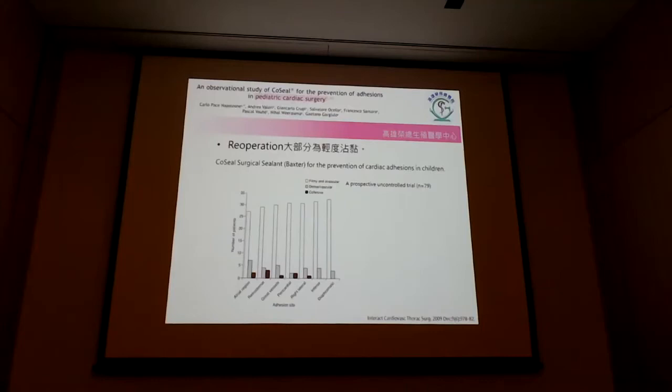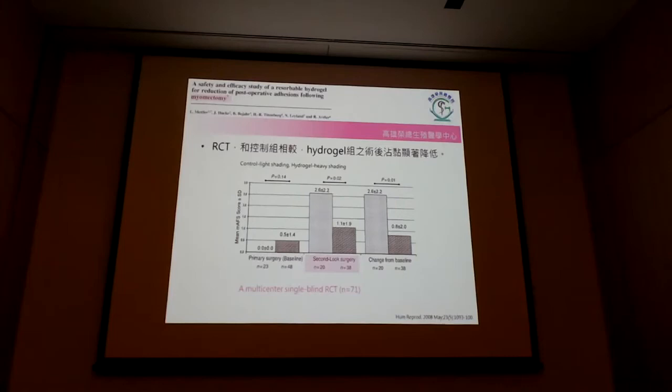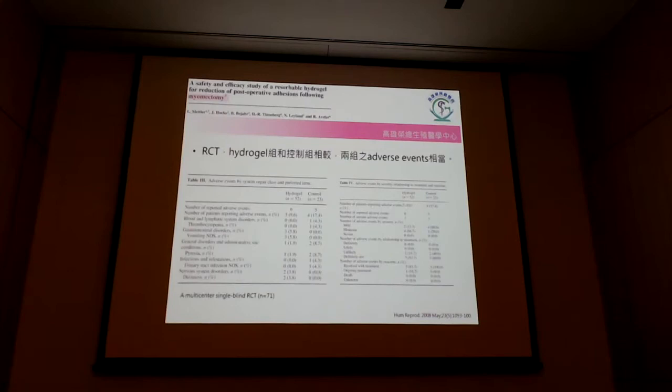This multi-center randomized single-blind study showed that the mean modified Fertility Score after the second-look surgery experienced by hydrogel patients was less than that experienced by control patients following myomectomy. The adverse effects were similar between the hydrogel and the control group.